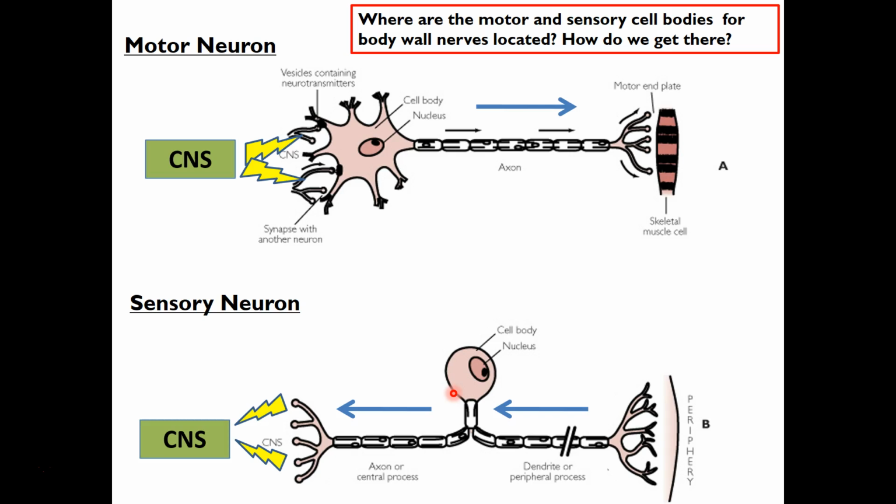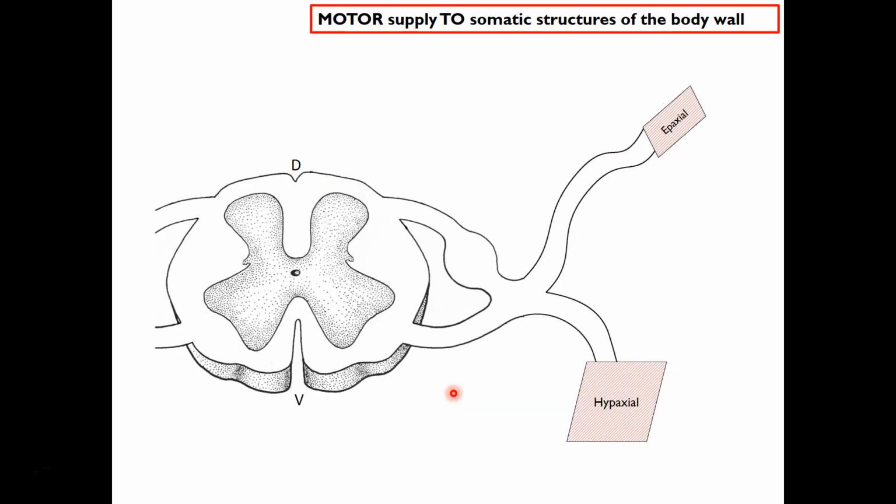So now we're going to get into the exact pathways of how do I get motor supply to somatic structures located within the body wall, and how do I get sensory supply back from somatic structures located within the body wall. So first, let's talk about getting motor supply to somatic structures of the body wall. And here's our same diagram. Here's our epaxial muscle mass along with associated skin. Here's our hypaxial muscle mass, which would include the limbs and the vast majority of muscle within the body.